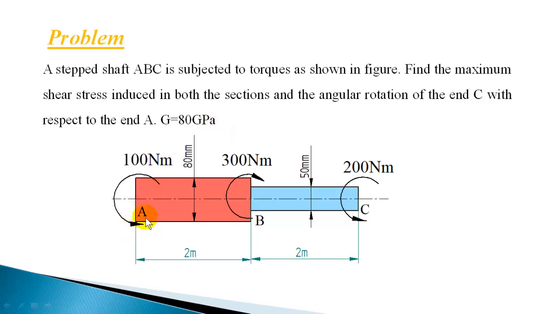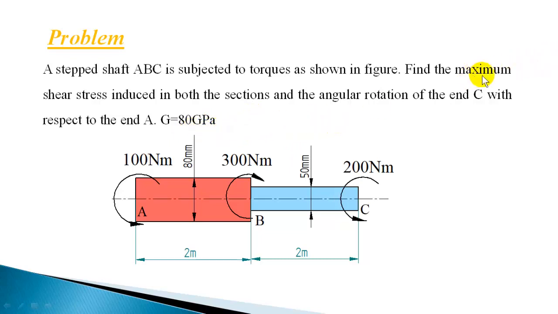So this is a stepped shaft ABC, and it's subjected to torques at the various sections. At A you have 100 Newton meter anti-clockwise torque, at B you have 300 Newton meter clockwise torque, and at C you have an anti-clockwise torque of 200 Newton meter. Now the length of both the portions is the same, 2 meter each. Diameters are 80 mm and 50 mm. Now the material property G is given as 80 gigapascal.